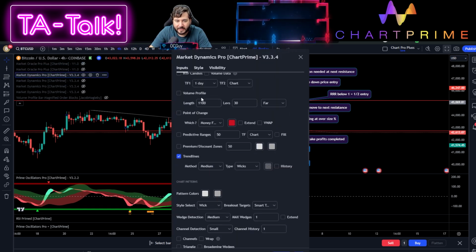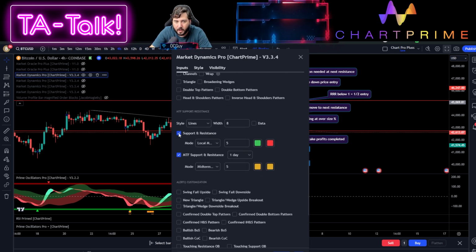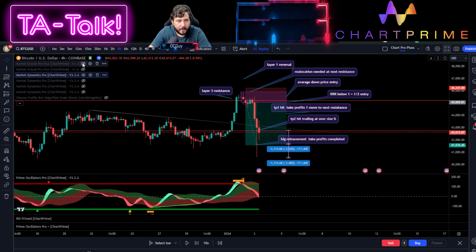At this point, you can see that everything is turned off, but trend lines, and then the most important one, support and resistance, mode, local mode at 5, and then multi-time frame 1 daily at midterm also at 5 in there. It's basically up to how many lines we're going to be getting per support and resistance measurement. All right, so clicking OK.